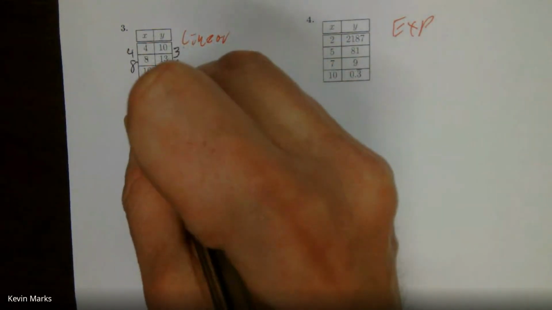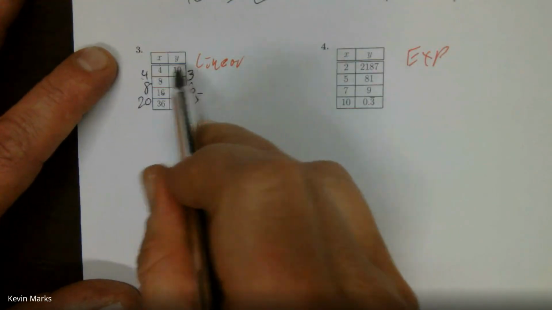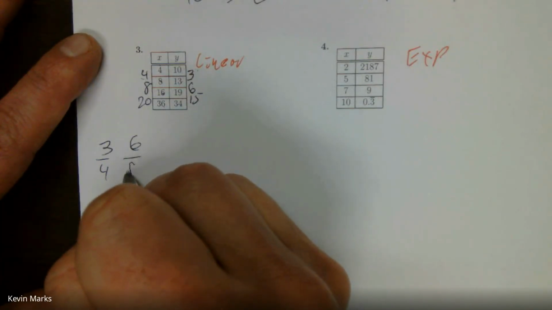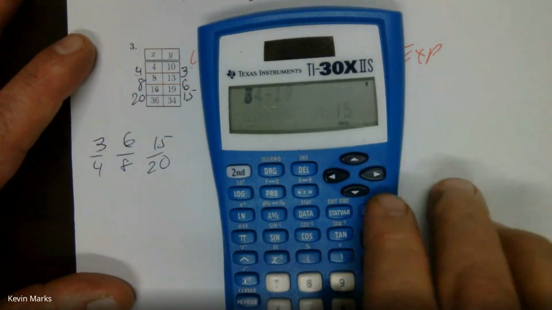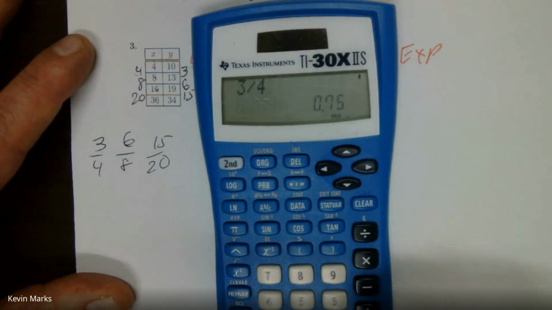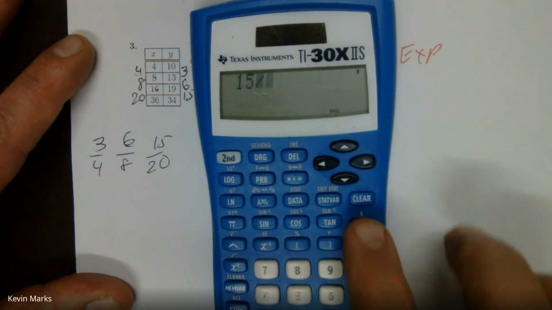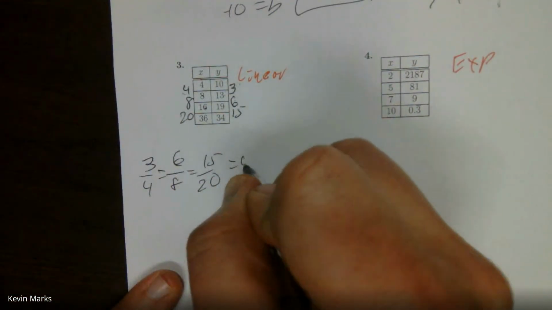From 4 to 8 went up 4. 8 to 16 went up 8. 16 to 36 went up 20. Okay, so that means the slope here would be, your comparison would be 3 over 4, 6 over 8, 15 over 20. Now I know nobody likes fractions, and they say, okay, well, what is this? Well, what is 3 divided by 4? Oh, you get 0.75. What is 6 divided by 8? Oh, you get 0.75. What is 15 divided by 20? Oh, you get 0.75. But the point there is they're all the same comparison.